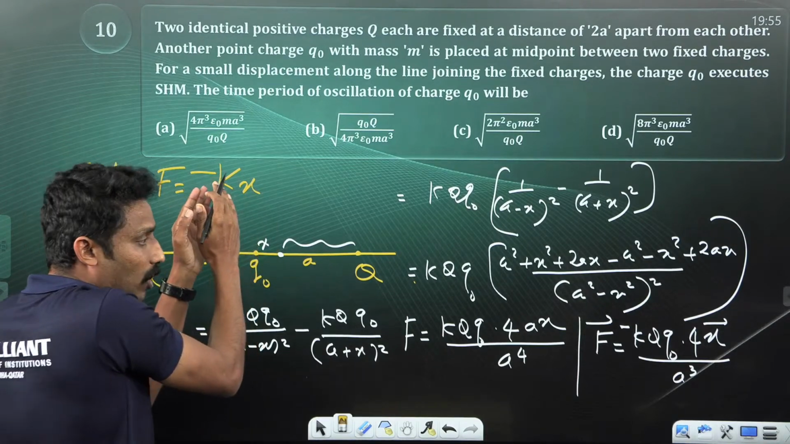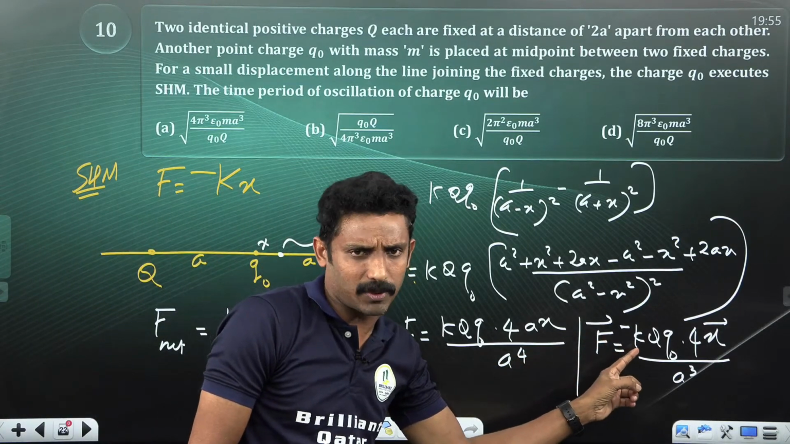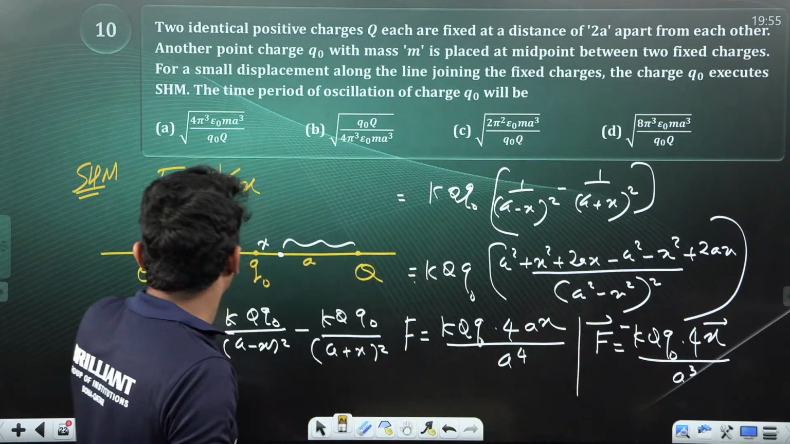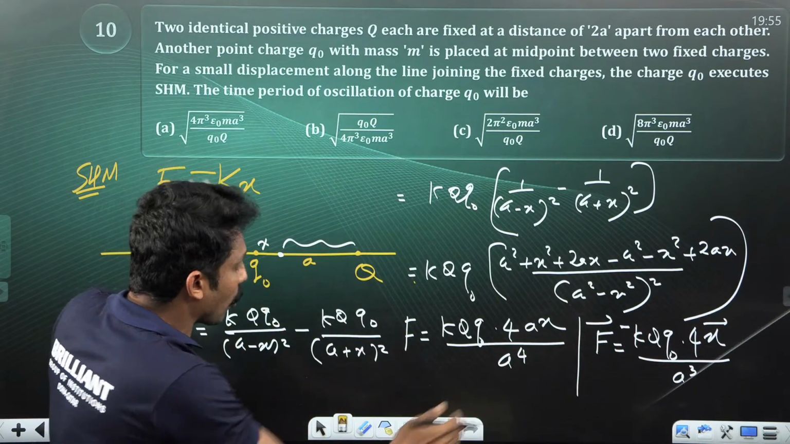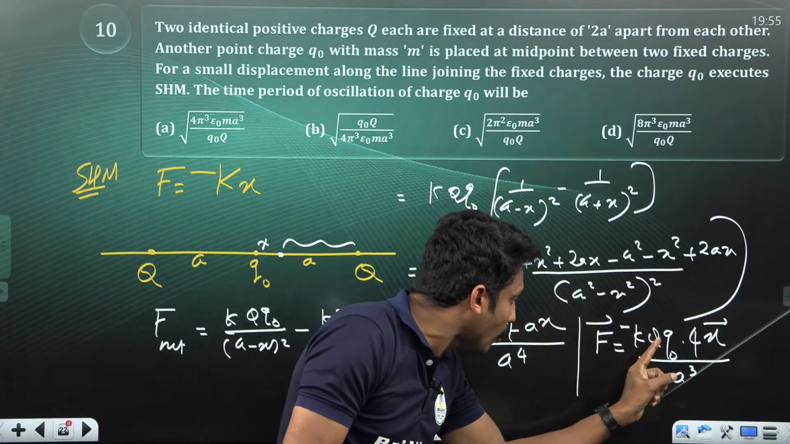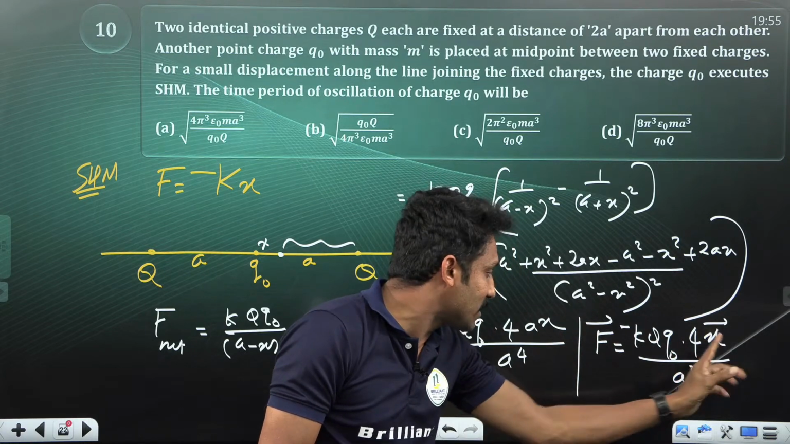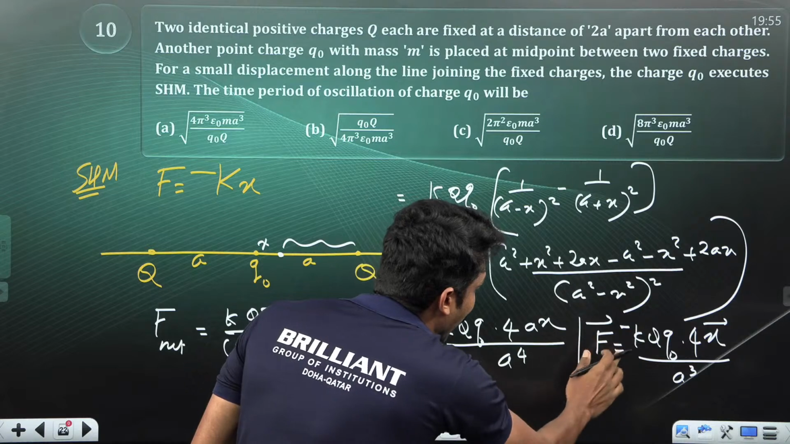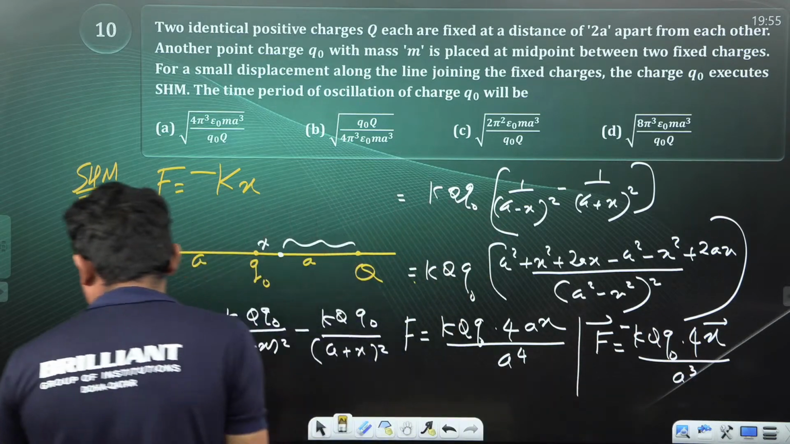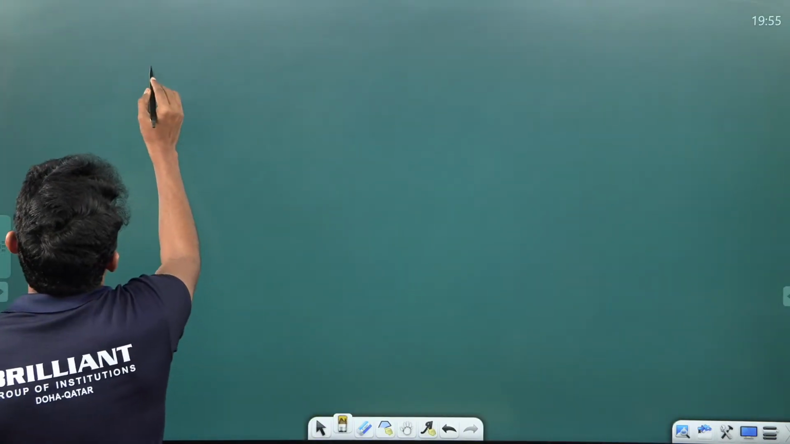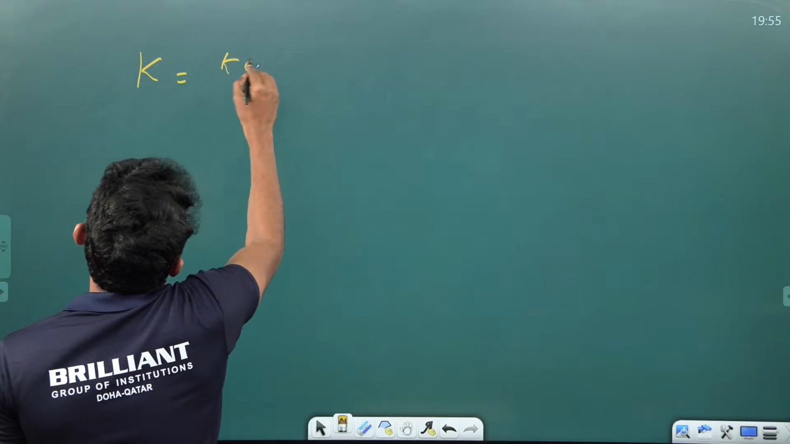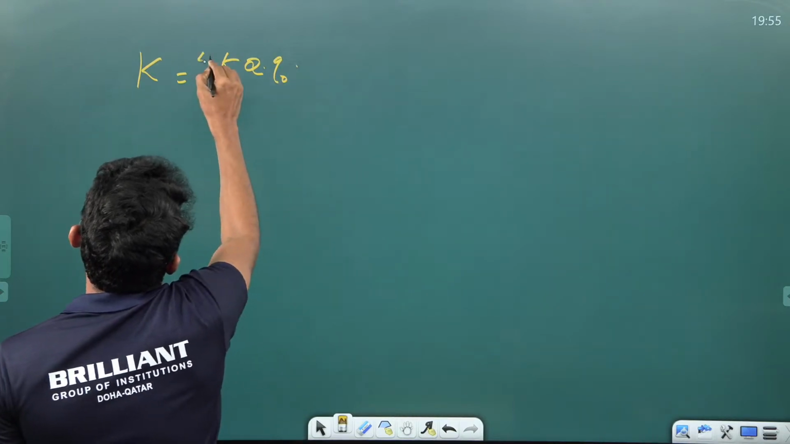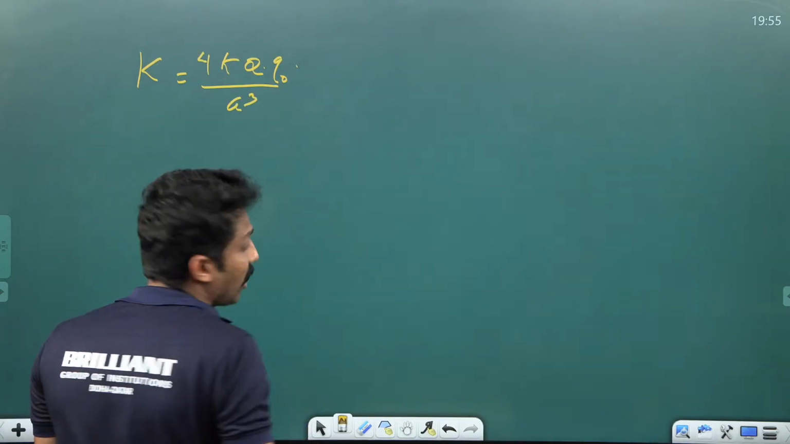This k is the force constant, and here this K is 1 by 4 pi epsilon 0. Now you compare these two formulas, we understand the force constant of this motion is K Q Q0 into 4 divided by a cube. X is here, force is here. The force constant of this simple harmonic motion, capital K, is K Q Q0 into 4 divided by a cube.